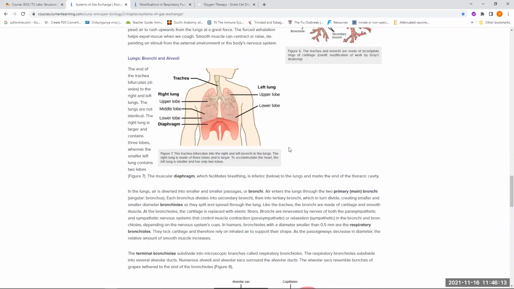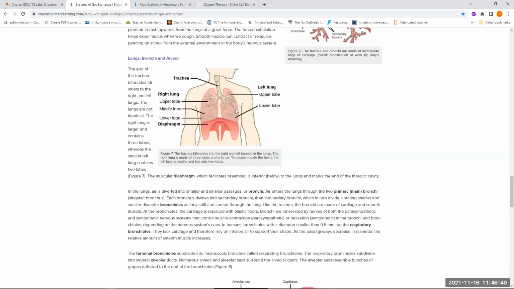Lungs, left and right lungs. Which lung is larger, left or right? And why? The right. You're correct. It has three lobes. You're quite right. Thank you very much. The right has three sections, and the left has two. Correct.